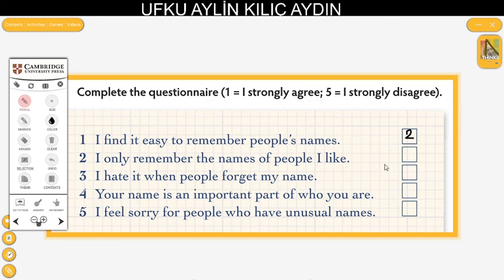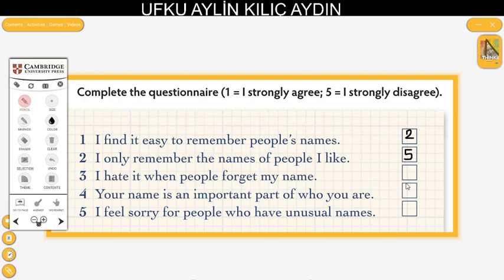I only remember the names of people I like. No, if you are a teacher, you strongly remember the names of the students that are very talkative or behave in bad ways. Really, if you are a teacher, you will understand me. Strongly disagree.